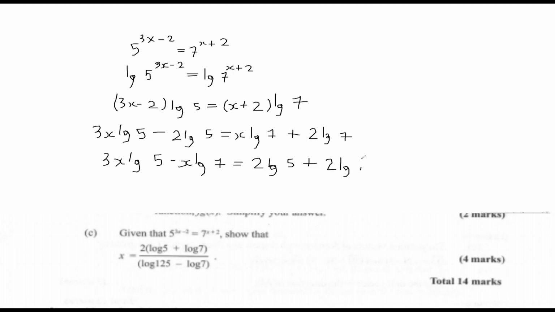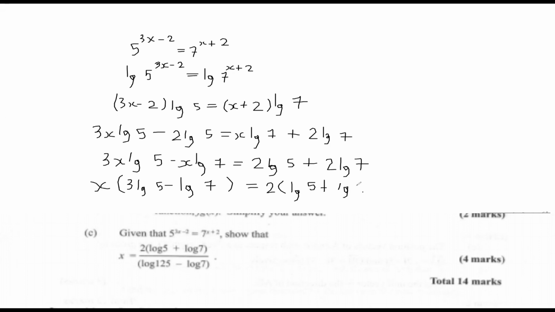All right. Now see that we have x. The only thing we need to do on this side is factor out the x. When we factor out the x, we're left with 3 log 5 minus log of 7, and that is equal to, we can factor out the 2 now. When we factor out the 2, we're left with log 5 plus log 7.